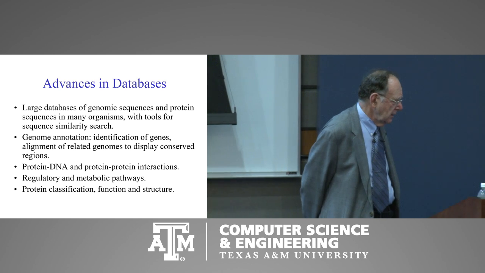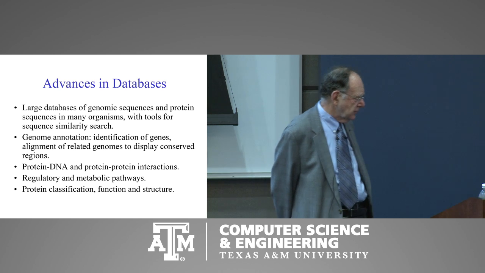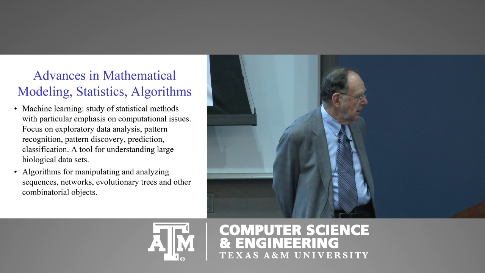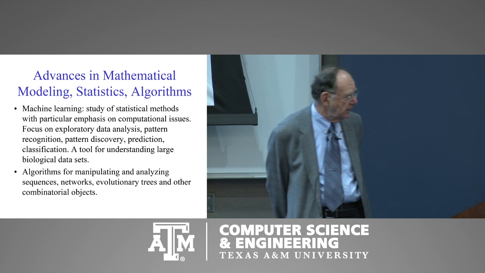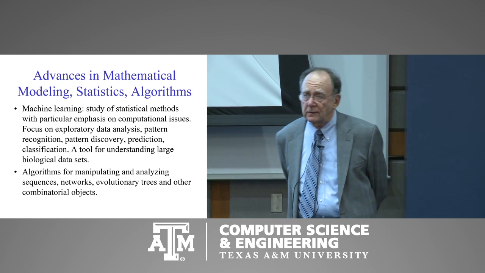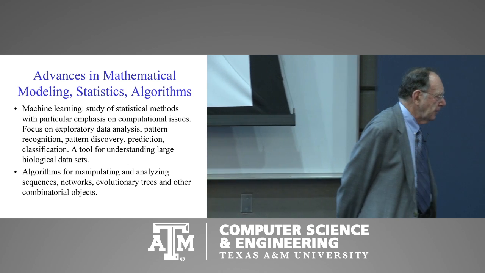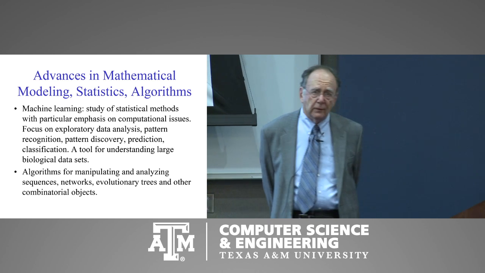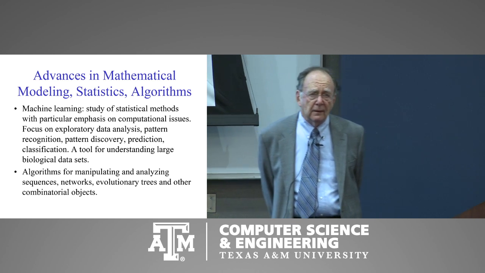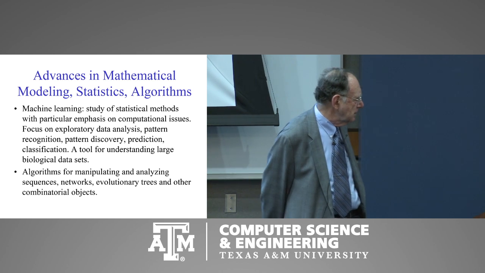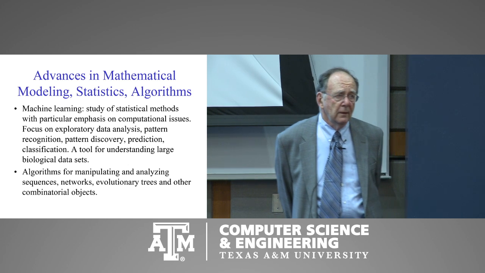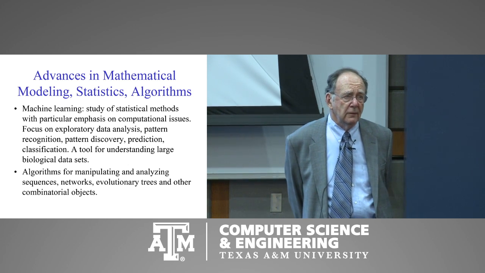Finding the genes within a genome, and studying, as I said, the interactions between the macromolecules and so forth. Various kinds of databases are being compiled. And finally, advances in mathematical modeling. So we're now in the era of probabilistic machine learning, which has become perhaps the dominant sub-area of artificial intelligence, and in particular, probabilistic models and machine learning techniques are very useful in exploratory data analysis, pattern recognition, and so forth. And we also, as I will describe, need algorithms for manipulating phylogenetic trees, sequences, networks of proteins, and other combinatorial objects that arise as we try to understand the systems that these molecules form as they interact as molecular machines.